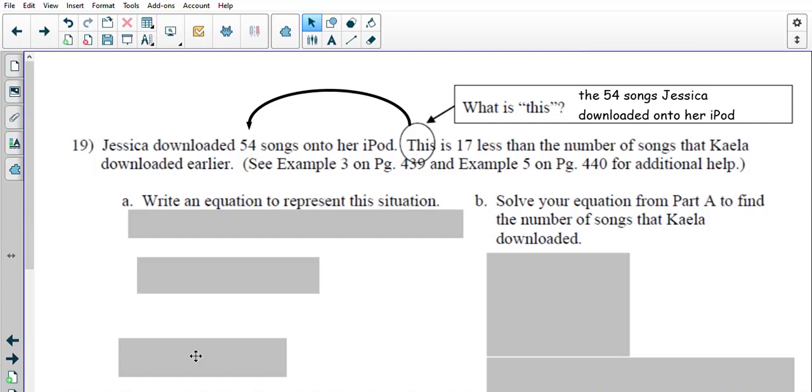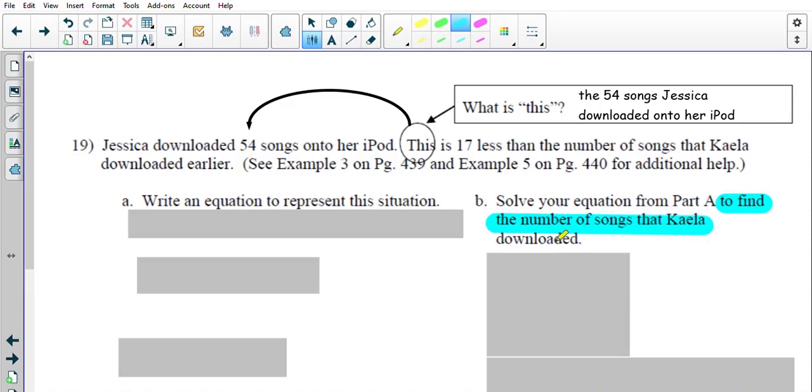Now, if we look at parts A and B, it says to write an equation to represent this situation. This is a pretty standard type of question. In part B, we're going to solve that equation to find the number of songs that Kayla downloaded. So I want to highlight this because it tells us in part B what we're trying to find. We're trying to find the number of songs that Kayla downloaded.